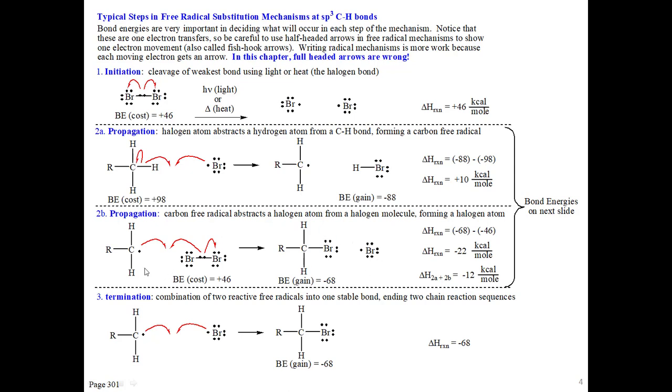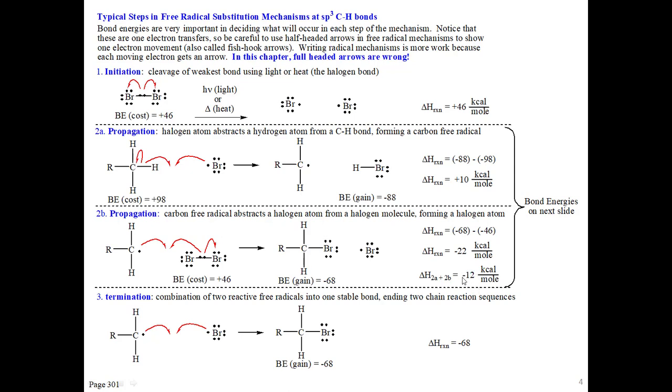Now down here, the cost was 46. That's real low. That's the weakest bond in the whole system. And then we're making a carbon-bromine bond, which isn't a fantastically strong bond, but compared to what we broke here, it's very, very favorable. Downhill 22 kcal. So if we combine these two steps, which keep going back and forth, every time we cycle through, we're going downhill 12 kcal.